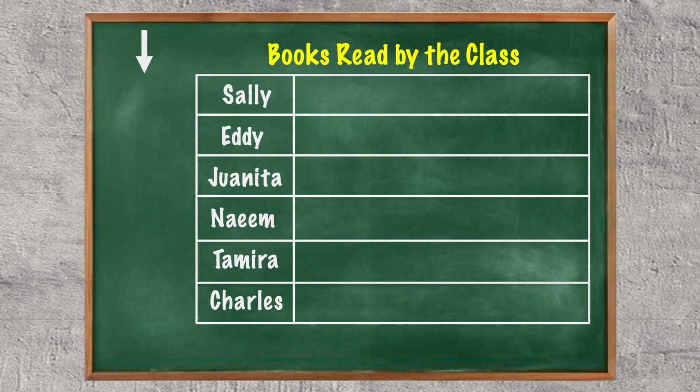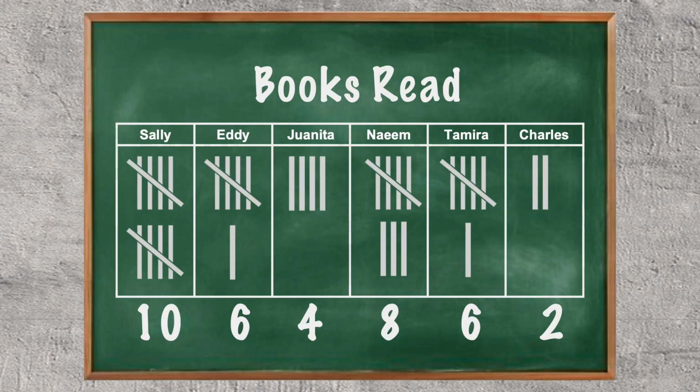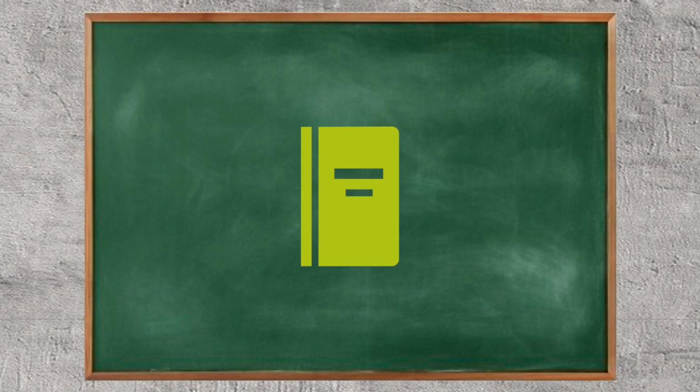Down the left-hand side, the y-axis, we'll write a label. It will say, Students. On the x-axis, or across the bottom, we'll add another label. It will say, Books Read. Then we'll use our tally chart to add pictures of the books. Remember, each book stands for 2 books read.